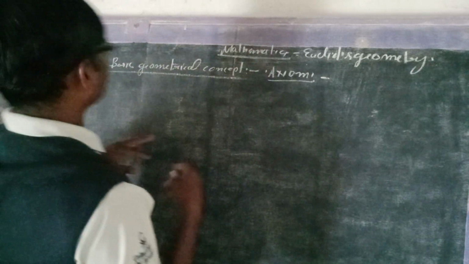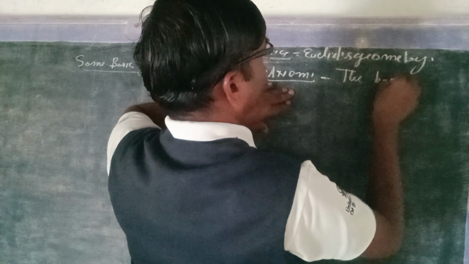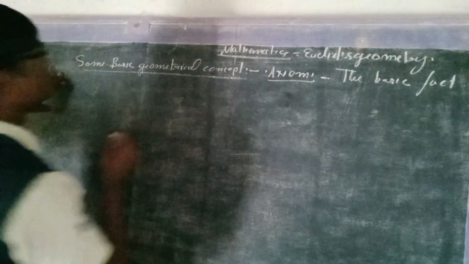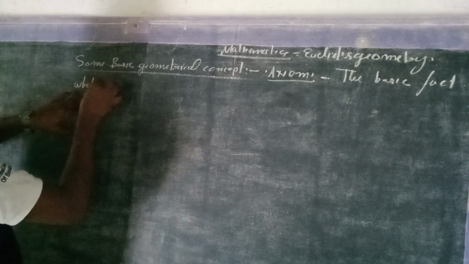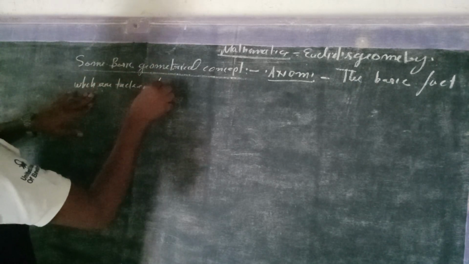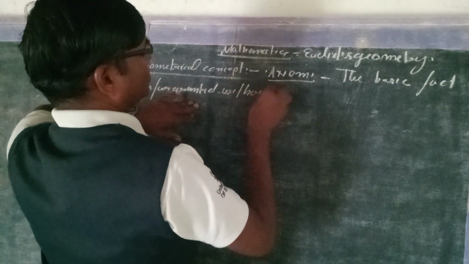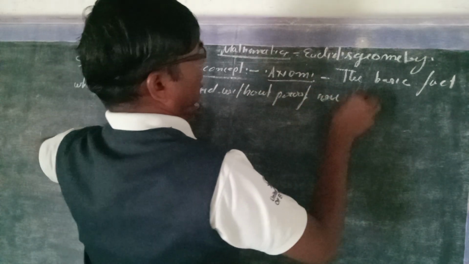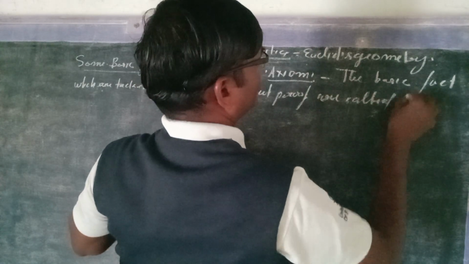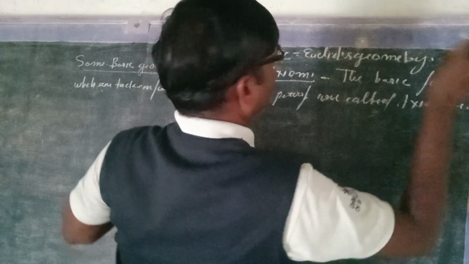So what are axioms? We will define them here: the basic facts which are taken for granted, taken without proof, are called axioms. Basic concepts which are taken for granted without proof are called axioms.